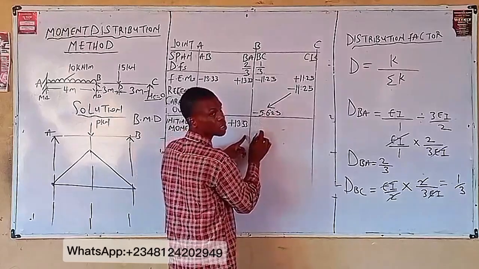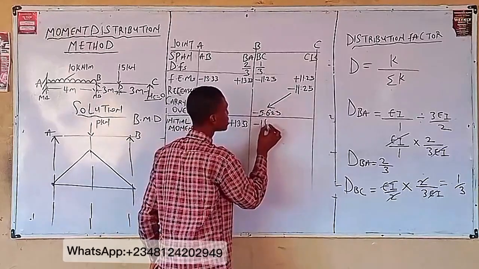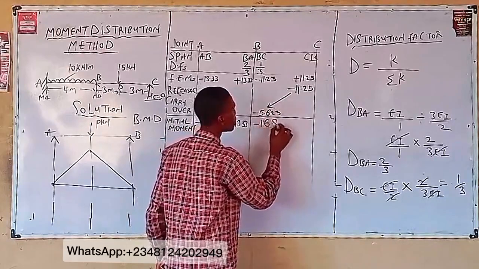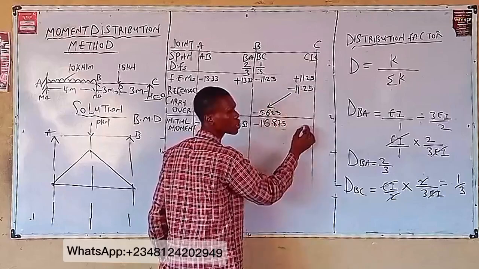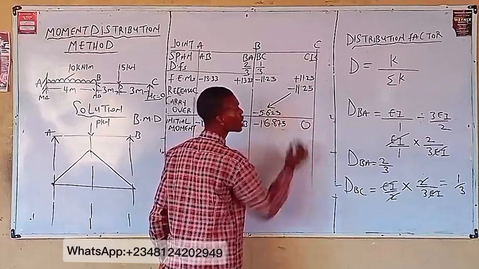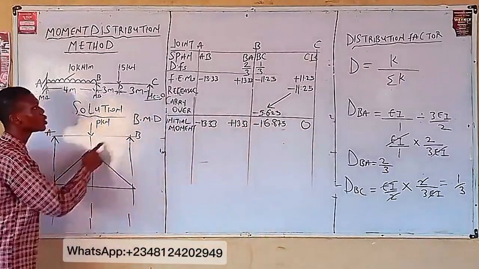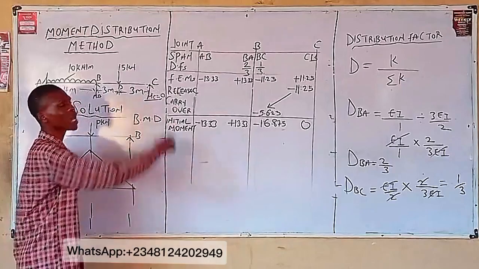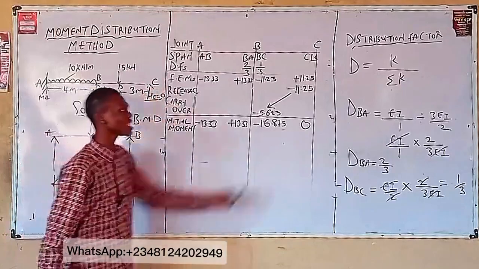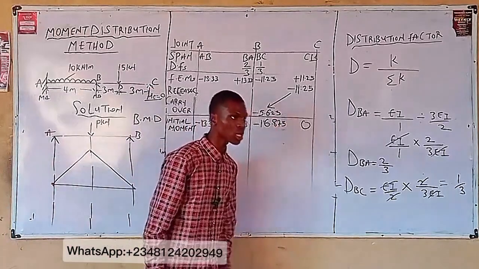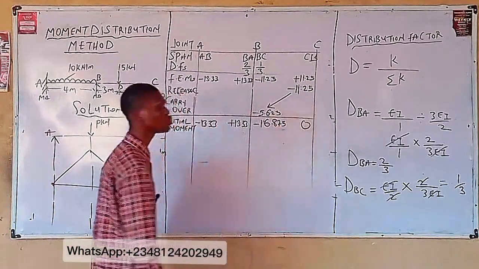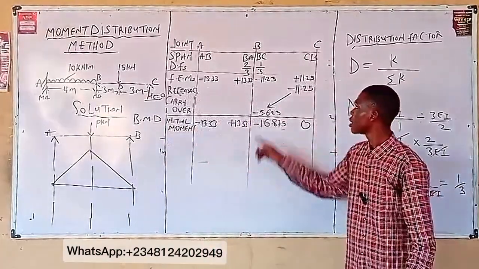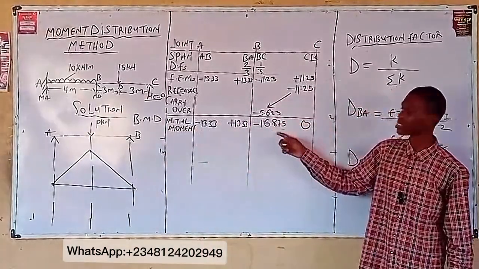For this one, what's my answer? 16 minus 16.875. Then this is 0. And from this beam, we know that the value of C here is 0. So that's the idea behind this. Now, next step. From here, distribute. This and this, you give me minus 16.875.